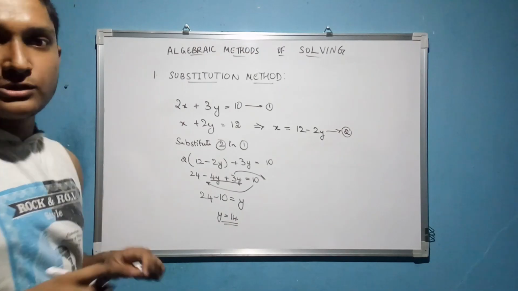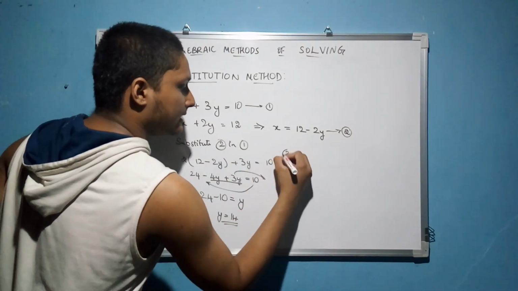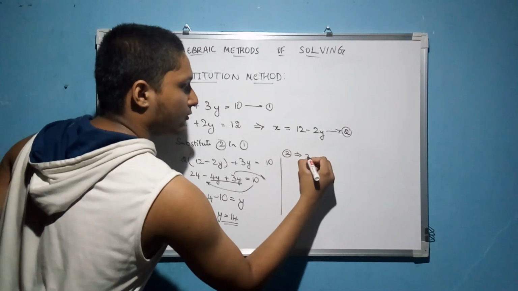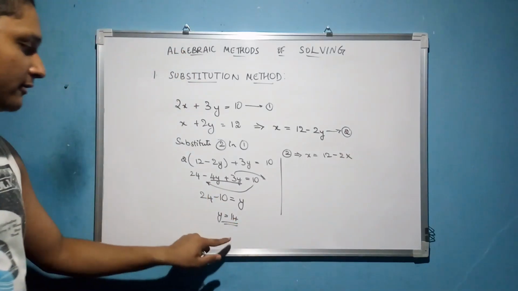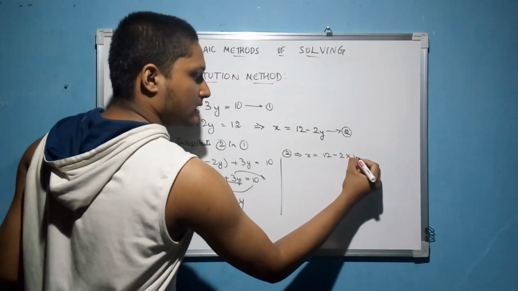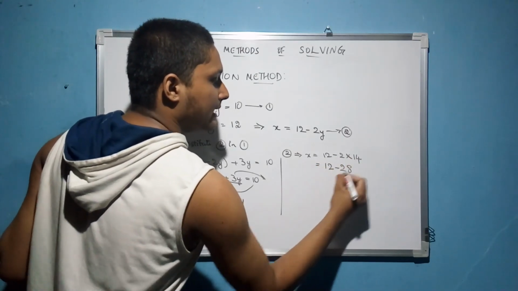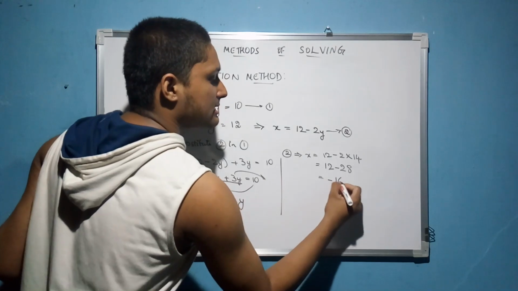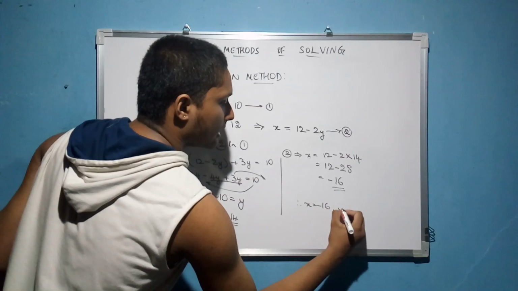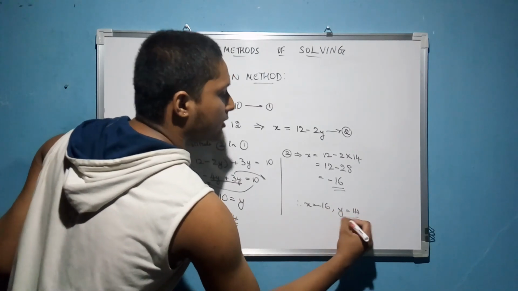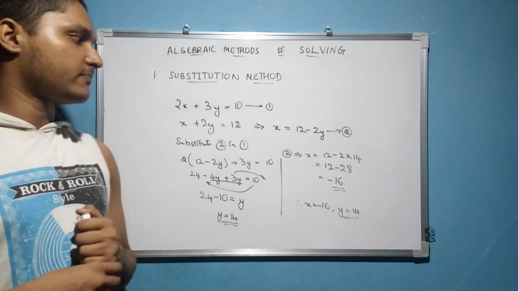For the solution there is one more thing: you need to find x also. For that, let me take this equation directly. It is given what x is. Therefore x is equal to 12 minus 2 into y, which we found out to be 14. So this becomes 12 minus 28, or minus 16. Therefore x is equal to minus 16 and y is equal to 14 is the solution for the given pair of linear equations in two variables.